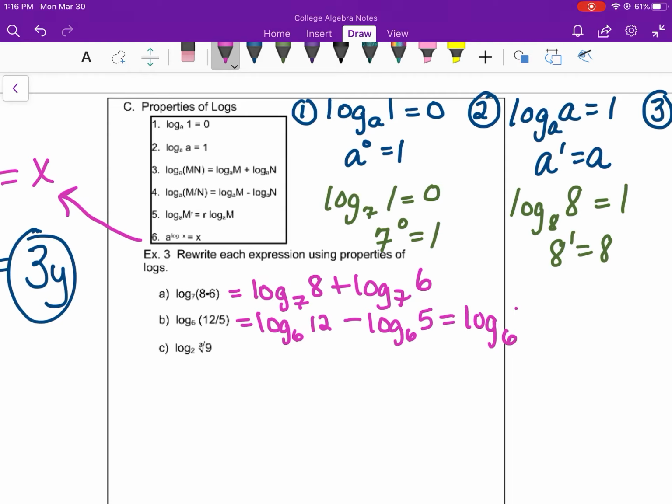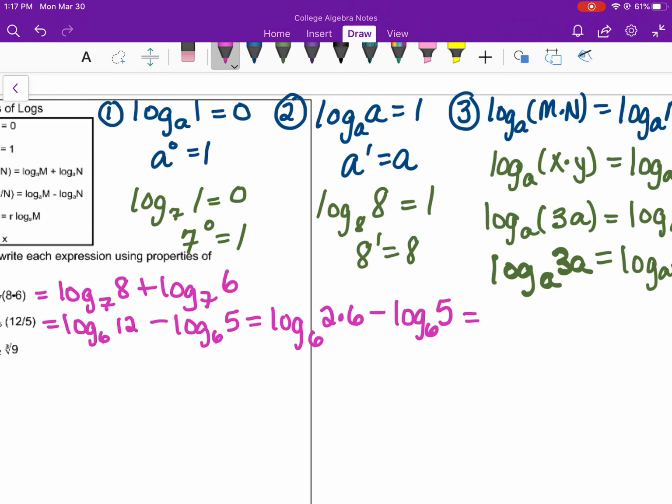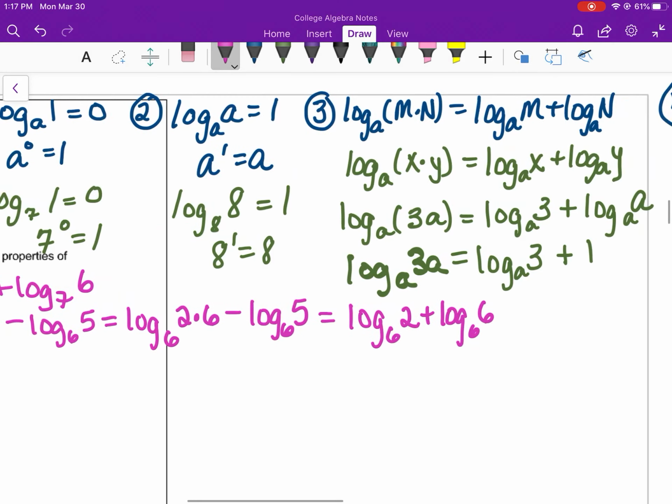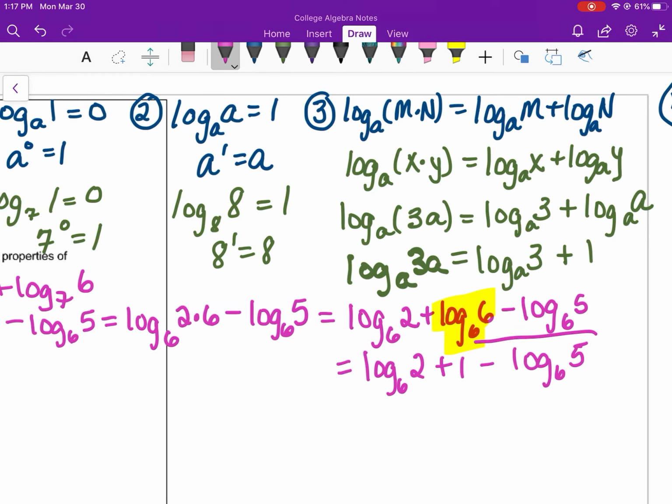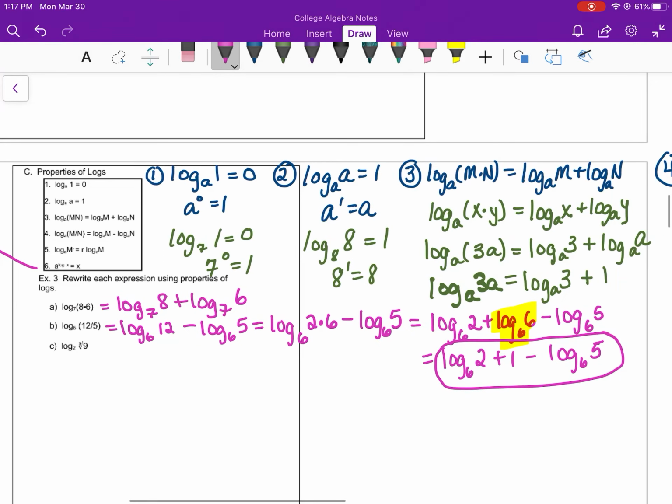I know 12 is 2 times 6. And as I continue on, I did that because my base and that 6, they're going to come out as a 1. So watch here. All right, this right here is a 1. So I'm going to rewrite my answer then as log base 6 of 2 plus 1 minus log base 6 of 5. Now, why didn't I do that on part A? Well, the number 8 doesn't have any factors in common with the 7, nor does the 7 have any common factors with 6. But on the second problem, I know 6 and 12 have common factors, so that's why I broke it down. And part C.